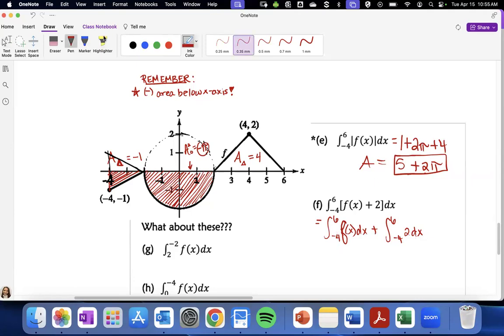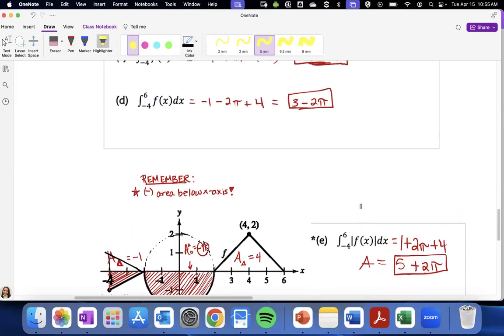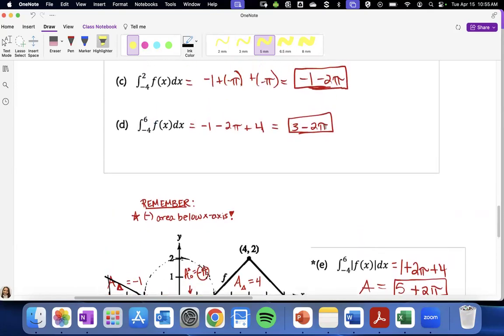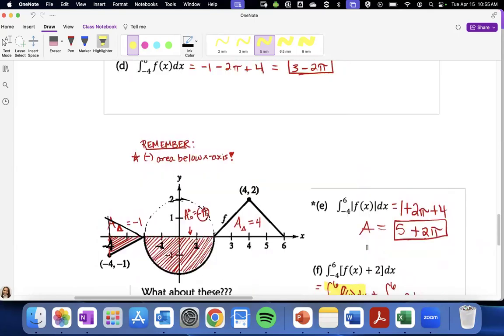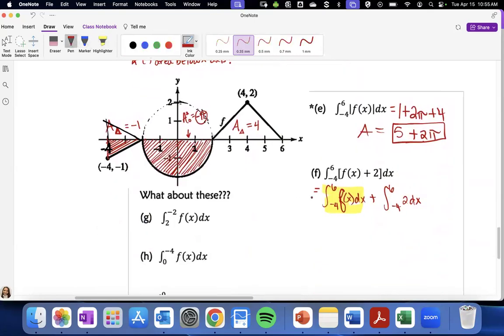Then I already figured this out, didn't I? The integral from -4 to 6. What was that? Was that in letter D? Yeah, 3 minus 2 pi. So this was letter C. We found this in letter C. So that is 3 minus 2 pi. I'm not going to find it again because I know it.